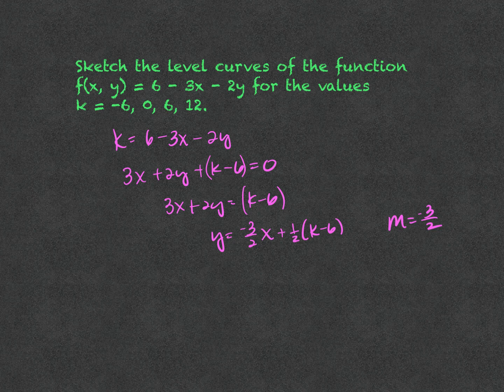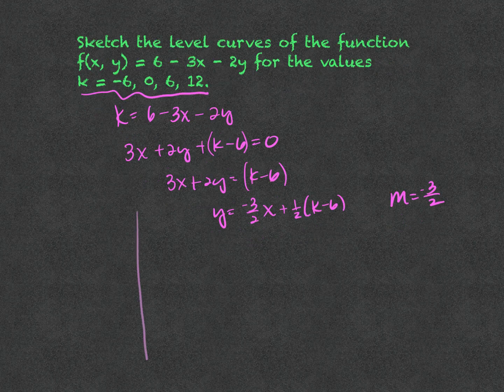Now we're supposed to do four specific level curves where k equals these values. If you think about these contour maps, they're two-dimensional. So we're going to start with k equals -6. When we have k equals -6, this means we have 3x + 2y - 12 = 0.